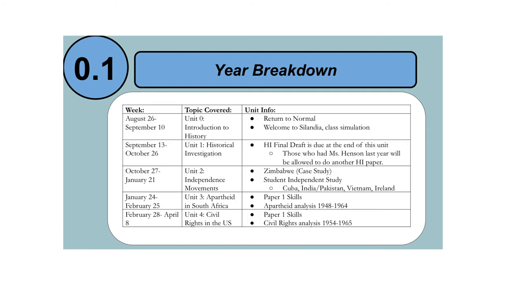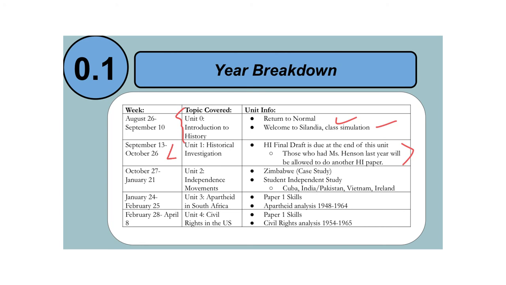And lastly, here is our unit breakdown for the school year. Unit 0 is the one we're currently in, and this is our return to normal, and I'm going to introduce you to the class simulation. Around mid-September through October, we're going to work on the historical investigation, and this is where we are going to complete the final draft.